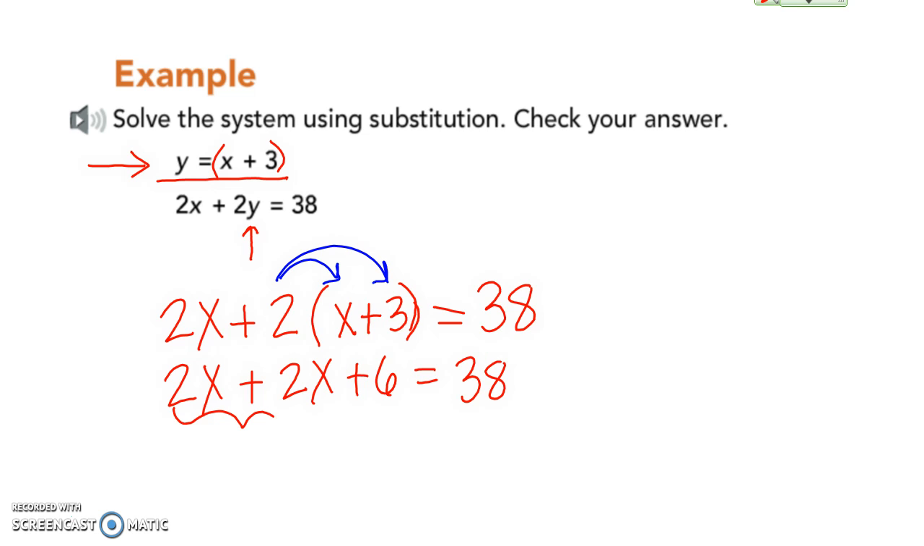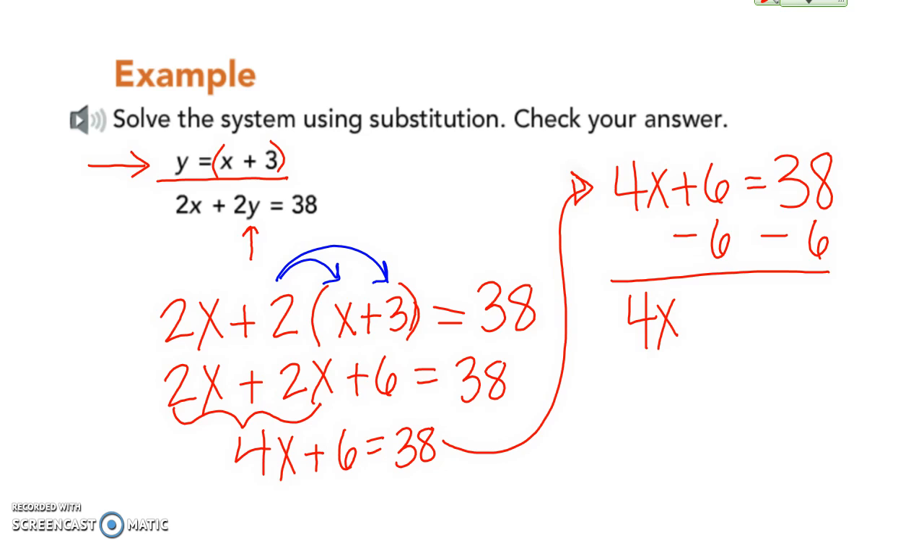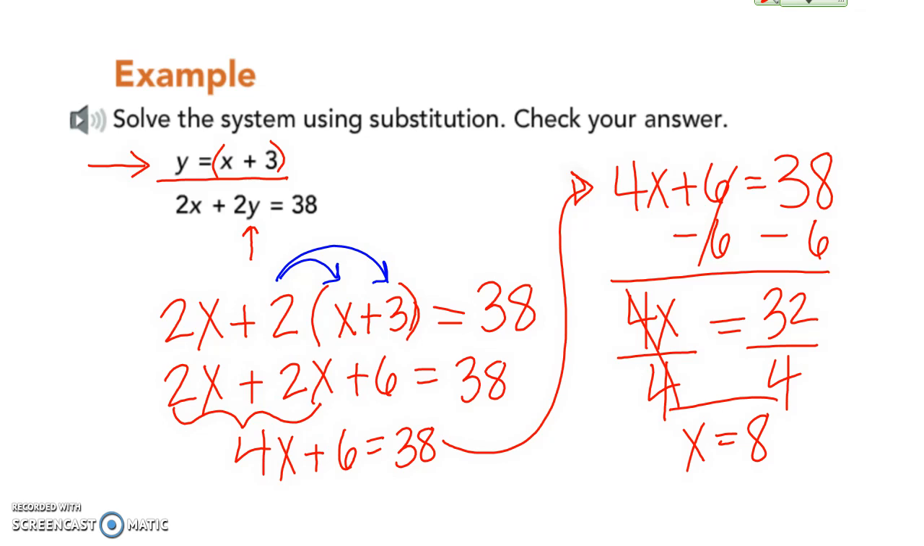Next, I can combine these like terms right here and get 4x plus 6 equals 38. I'm going to bring this over here so I have more room. 4x plus 6 equals 38. At this point, we're just doing a two-step equation. So I'm going to subtract 6 on both sides. Bring down the 4x, those cancel, 32. Then I'm going to divide by 4 on both sides. Okay, and x equals 8.